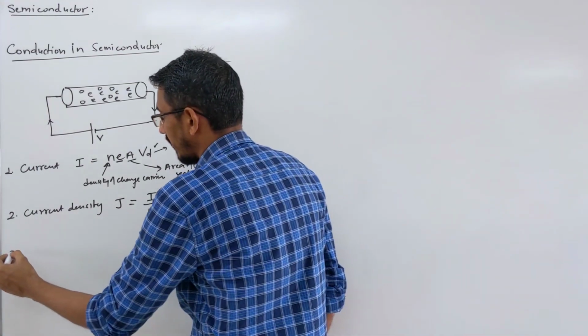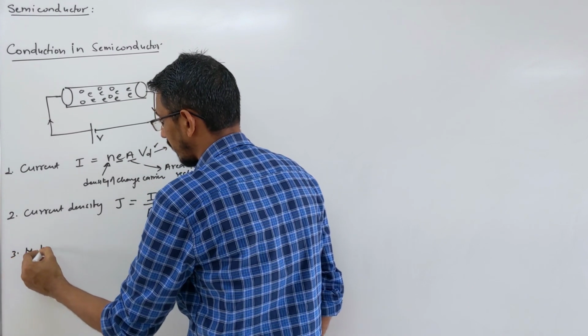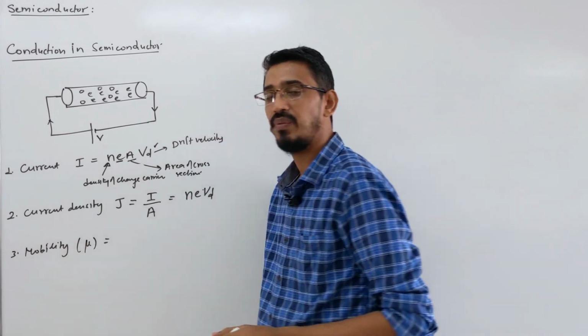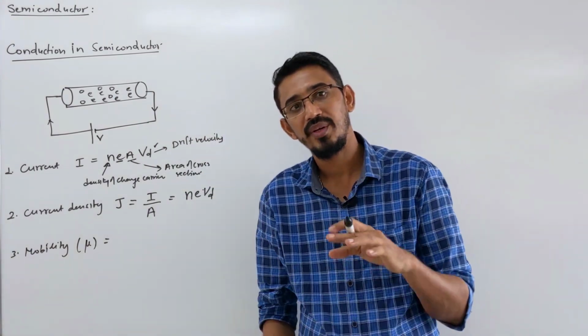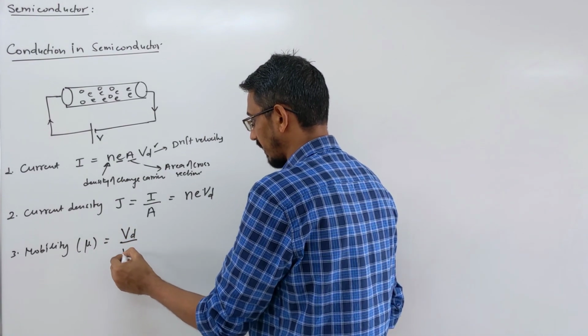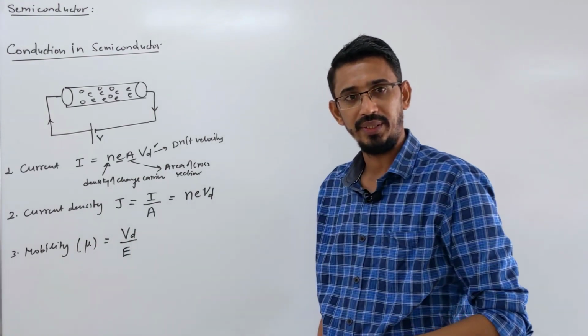Then remember, you write mobility also. Mobility. We write mu symbol. And what is the definition of mobility? The drift velocity per unit electric field. So drift velocity VD by what? E. This is called mobility, right?